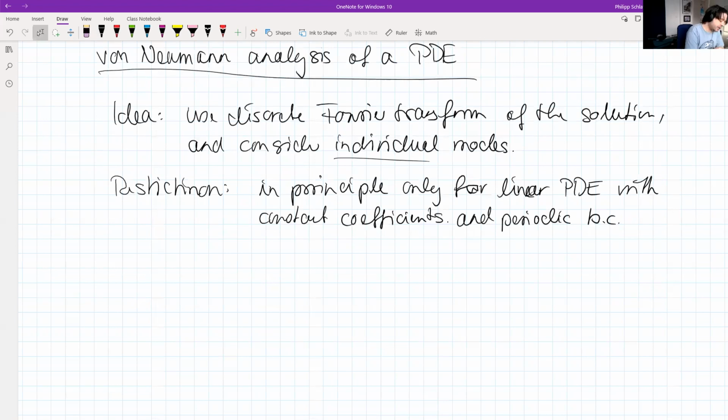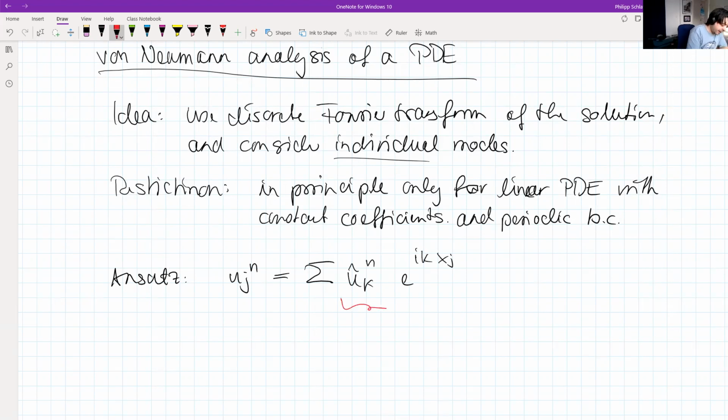So how does it work? As I said, we do a Fourier transform. So that means we make an ansatz. We say that U_j^n, my solution at time step n and grid point j, can be written as a sum of u hat k to the n times e to the i k x_j. So what do we have here?